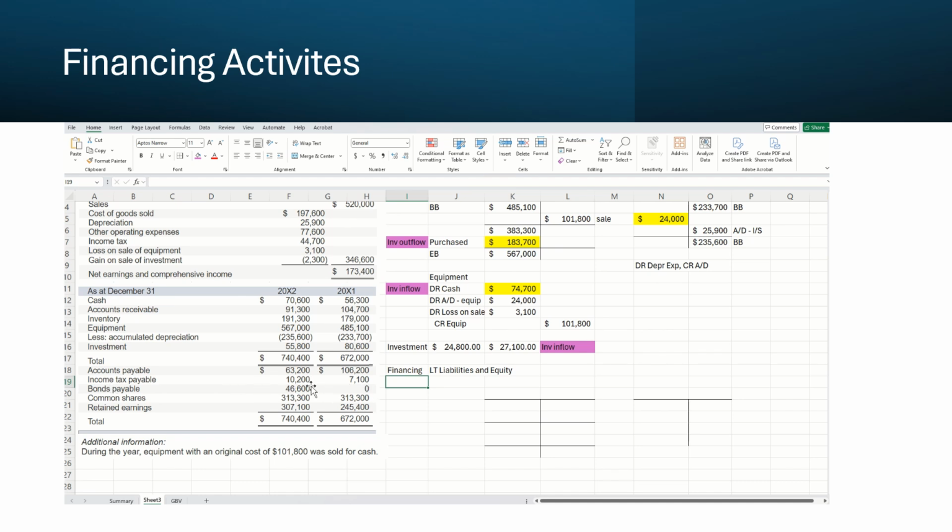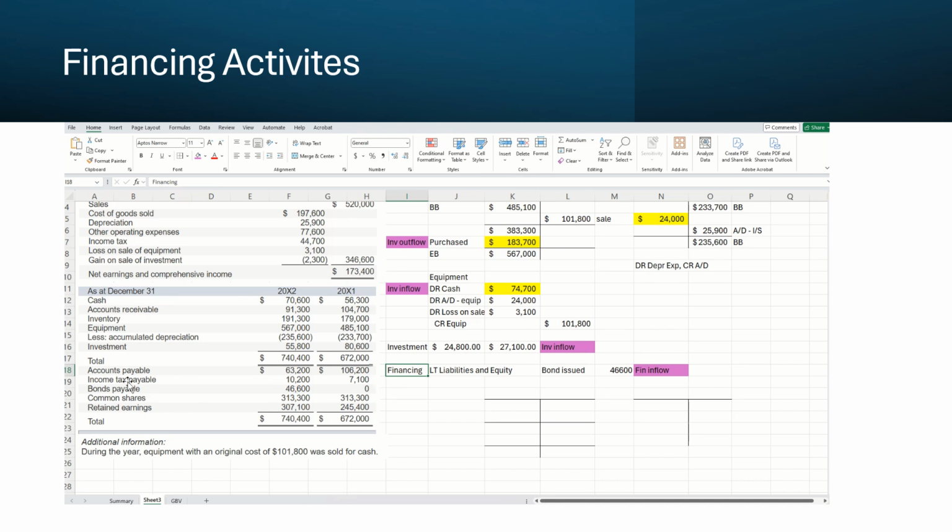You can just put on your chart here. I'm just going to type it on here. I'm going to say we had a bond issued for $46,600, and that is going to be a financing inflow. So that's the first one on the financing side.